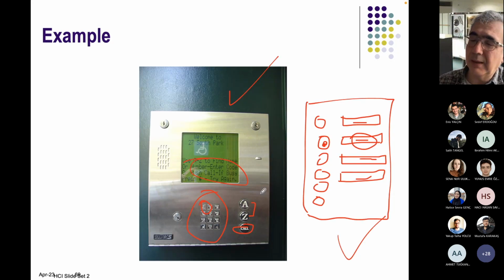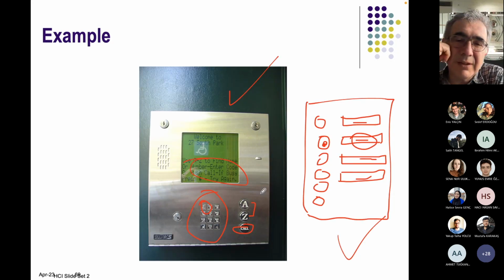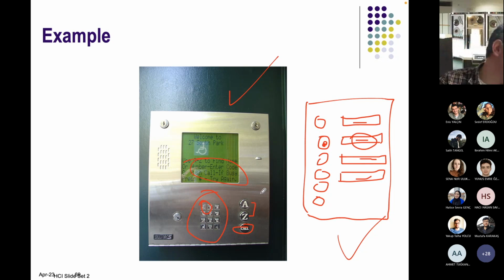Also, with the touch screen, if the screen is wet, raining, or cleaned with a substance, temporarily it becomes inoperative. With the buttons, that's not the case.